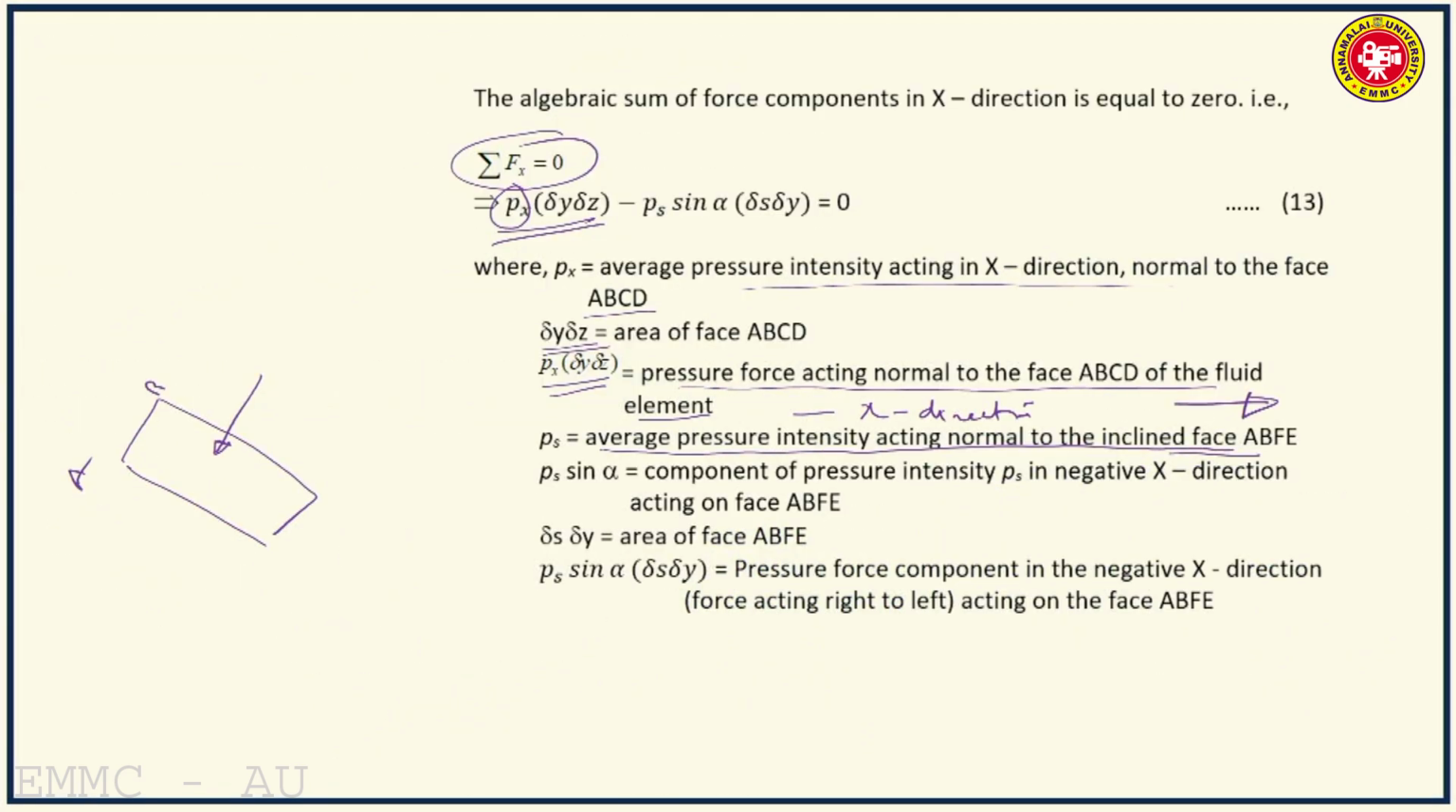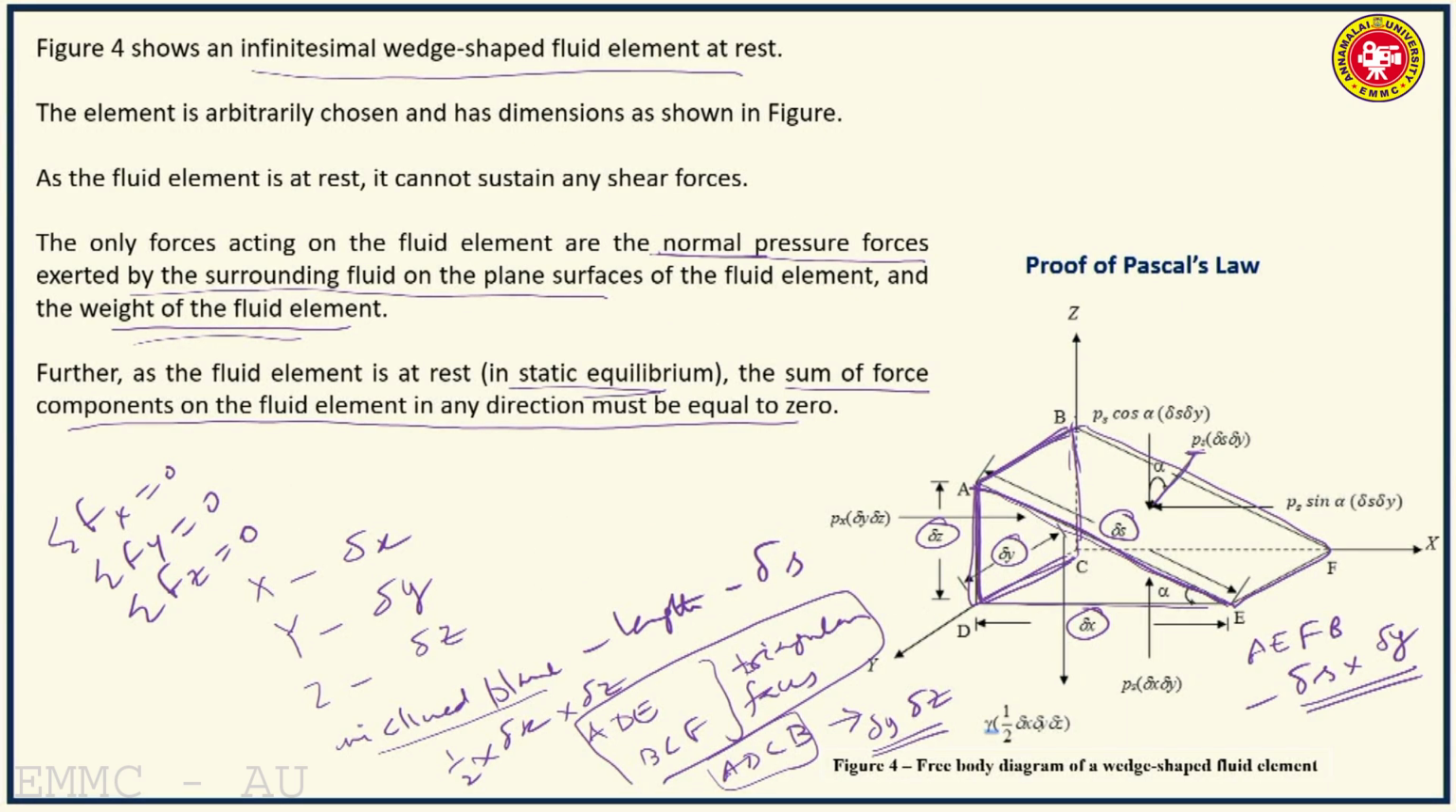This is the inclined phase ABFE, acted on normally by the pressure intensity PS, the average pressure intensity. Now this angle is alpha, the angle of inclination of the inclined phase with the horizontal. Therefore, the angle between the direction of the pressure intensity PS acting normal to the inclined phase ABFE and the vertical direction, that is the Z axis, will be alpha.